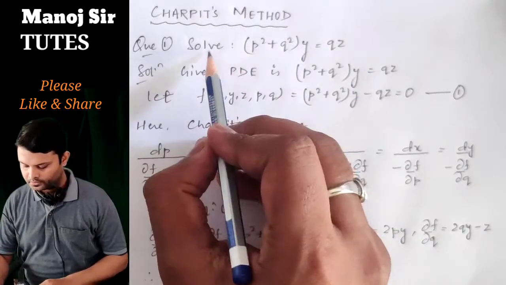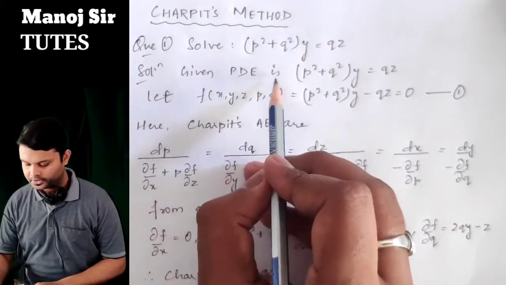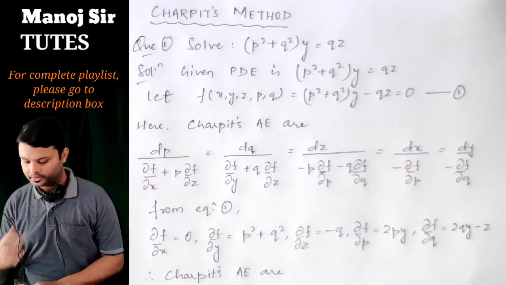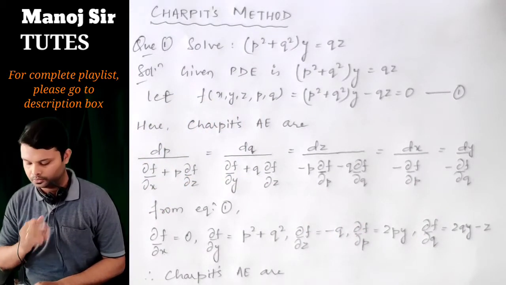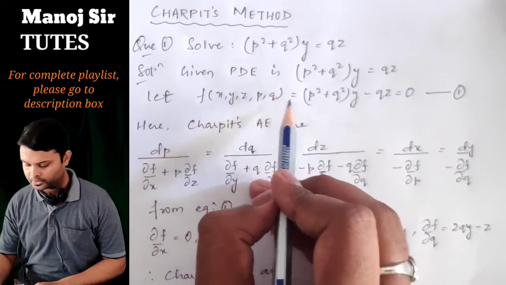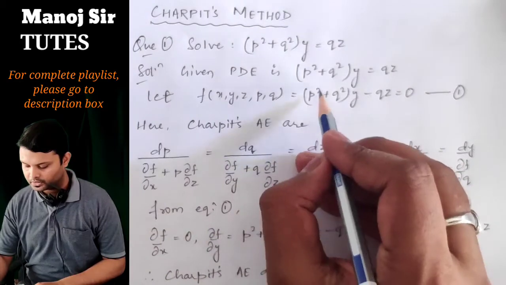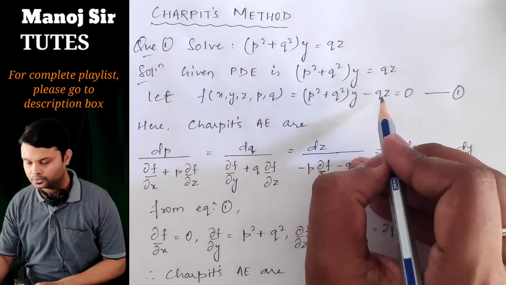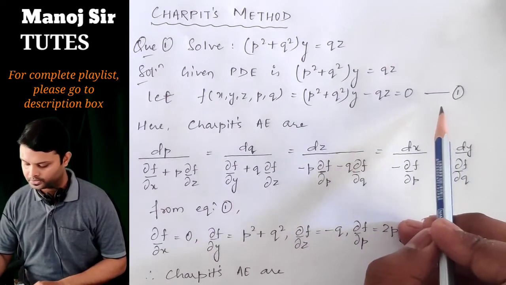The question says: solve (p square plus q square) into y equals to qz. The given partial differential equation is this. First we need to write it in terms of a function which contains x, y, z, p, q. So f of x comma y comma z comma p comma q equals to, try to write all the terms on one side only, that is (p square plus q square) into y, take this term to the left hand side, minus qz equals to 0, and let's suppose this is my equation 1.